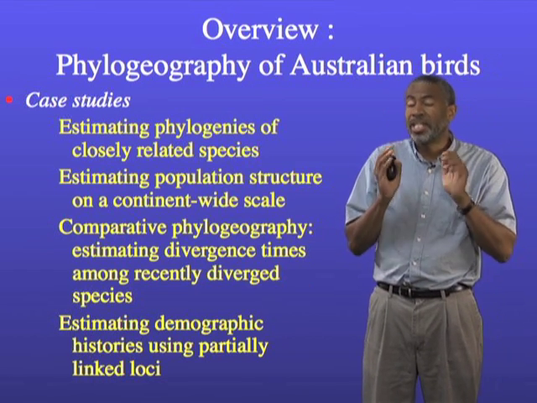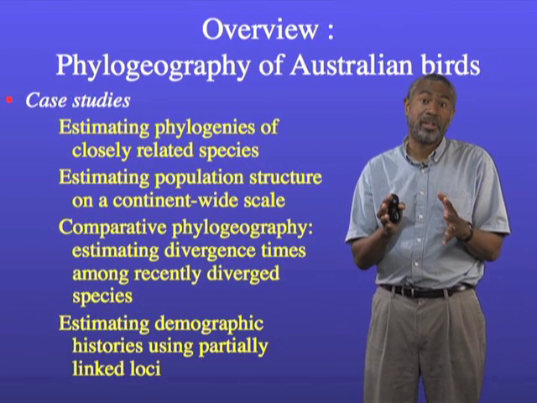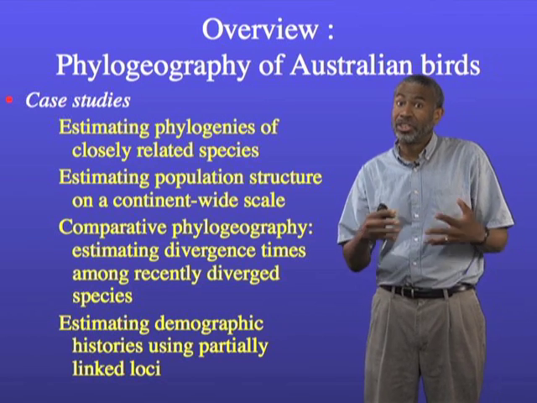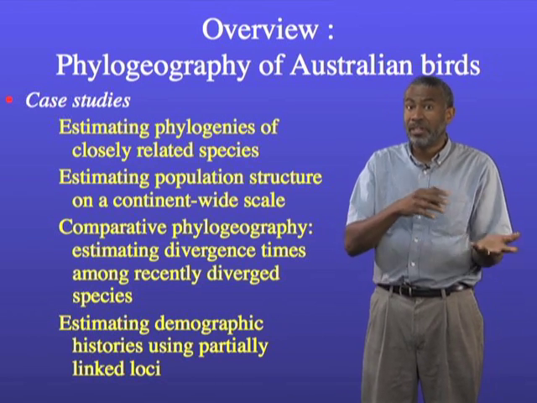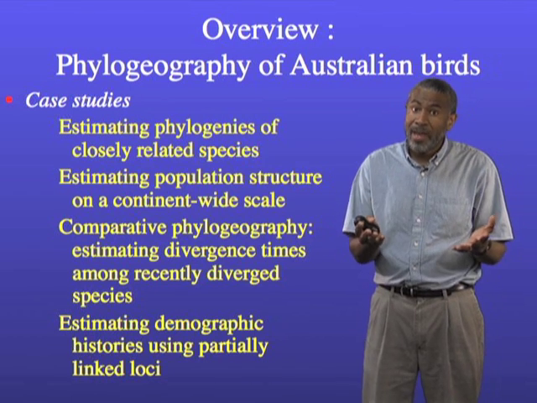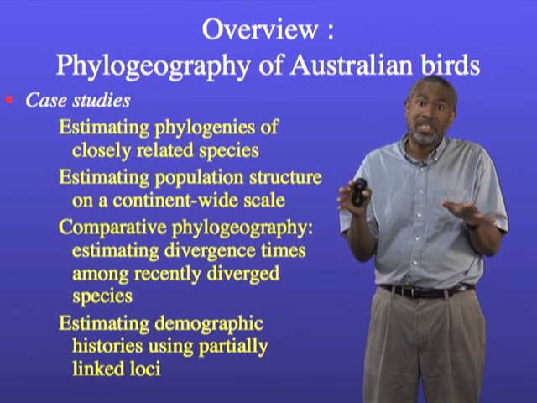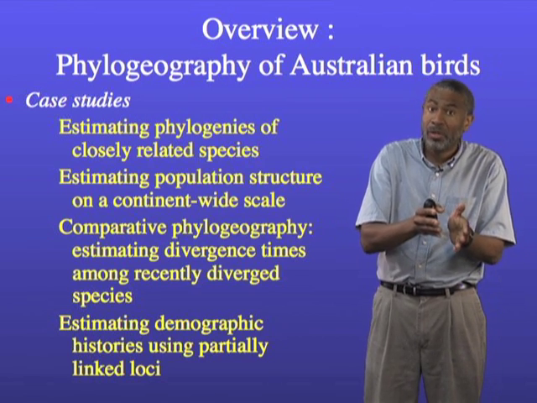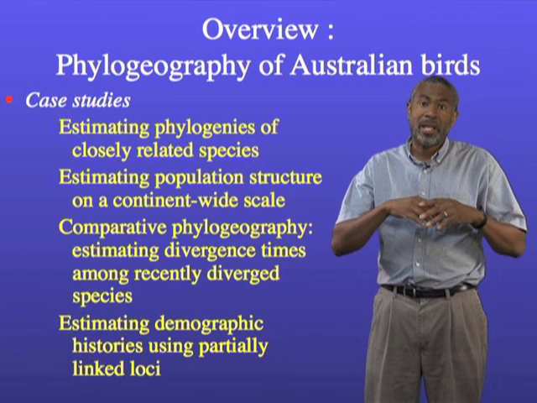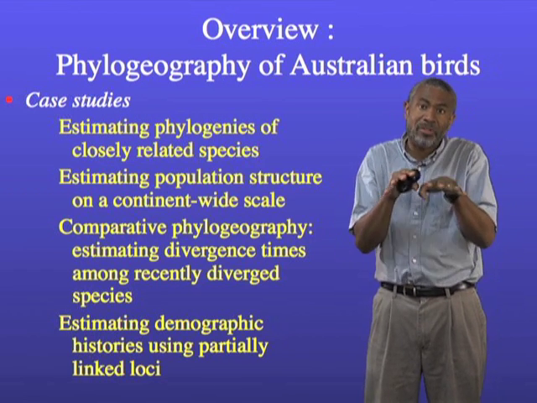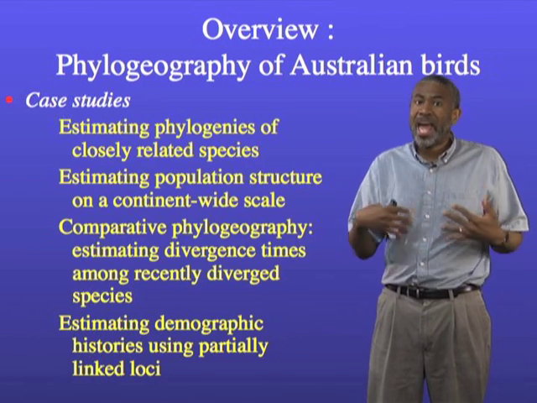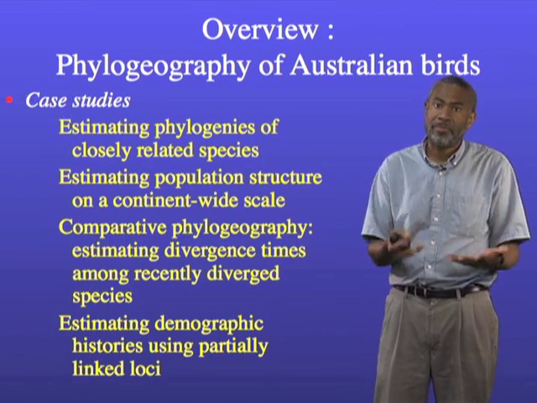And we're going to use genetic data to look at several different aspects of population history. We're going to look at population structure and gene flow, the movement of individuals between populations. We're going to look at divergence times and whether different groups of species have diverged at the same times or at different times. And then finally, we'll look at using many loci that are linked together on the same chromosome. And we'll learn how this sort of linkage can give us extra information about the history of populations.